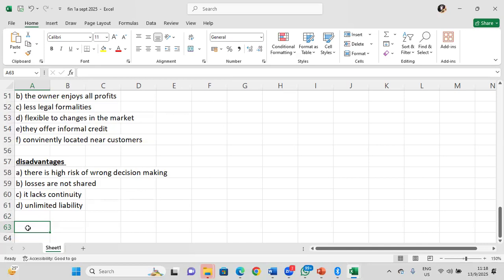If you have a problem with Strive Masiyiwa, you deal with Strive Masiyiwa, not Econet. The same goes with Econet. If you have a problem with Econet, you deal with Econet, not with Strive. There is a gap between the owner and the company. For companies, we say a company is a separate legal entity.